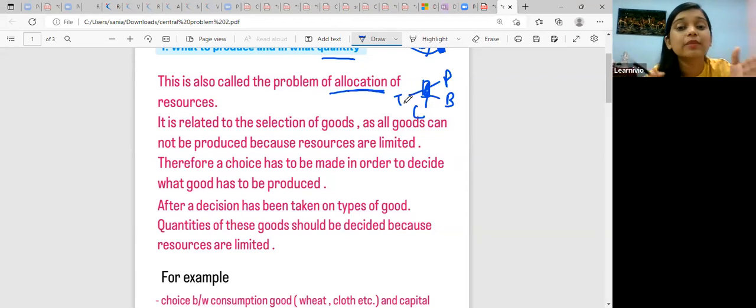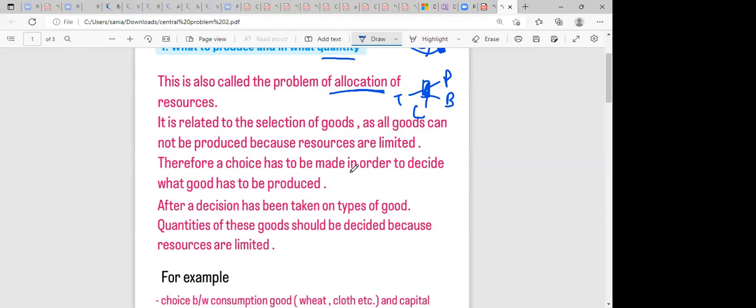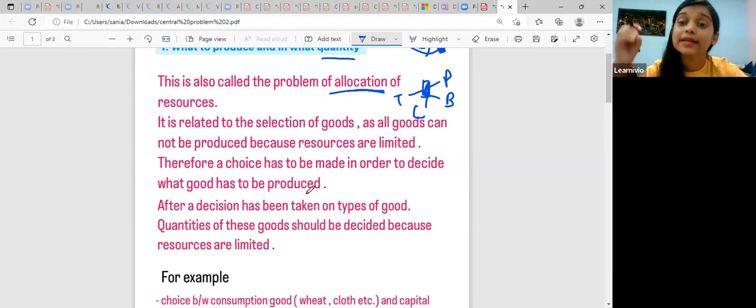Why? Because you have very limited resources. That's why you have to make a choice. So it is related to the selection of goods. Why do you have to select good? Because all goods cannot be produced as resources are limited. Therefore, a choice has to be made in order to decide what good has to be produced. So you have to choose what good you need to produce.